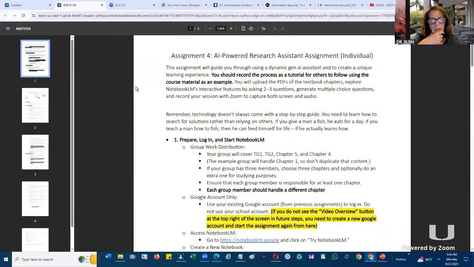This assignment, I want you to record it as a tutorial on how to use it, but also step a little above and talk about how you think it can be used for education and maybe even for business. And you'll upload the PDFs of the textbook chapters, explore the LLM, this NotebookLM, interactive by asking 2 or 3 questions, generate some multiple choice questions. Isn't that nice? Record your session with Zoom to capture both the screen and the audio.